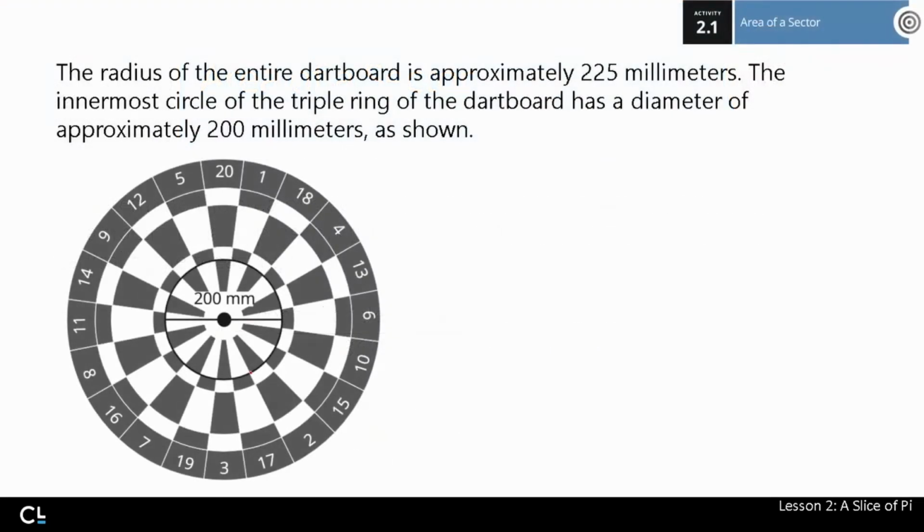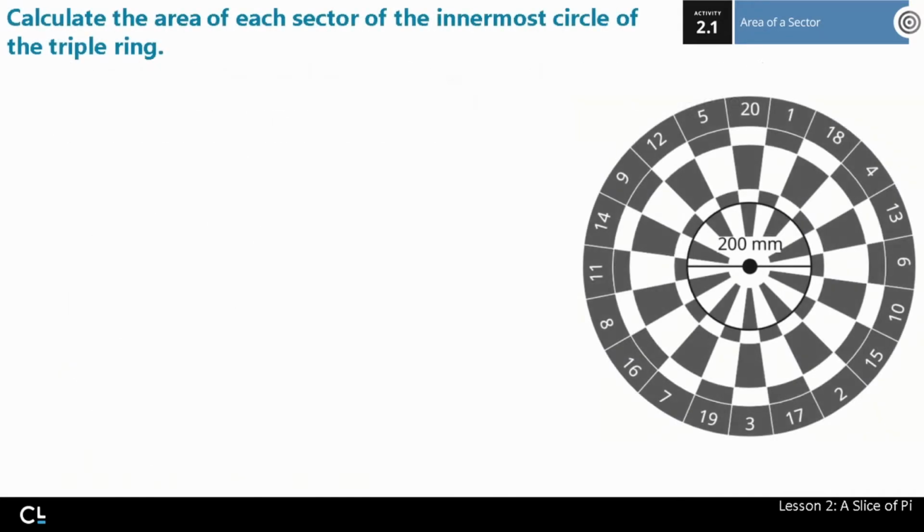Let's see it work. And our first thing that it wants us to do is the radius of the entire dartboard is approximately 225 millimeters. The innermost circle of the triple ring on the dartboard has a diameter of approximately 200 millimeters as shown. This is just a setup. There's no question here. Now we get to our question. And it says, calculate the area of each sector of the innermost circle of the triple ring.